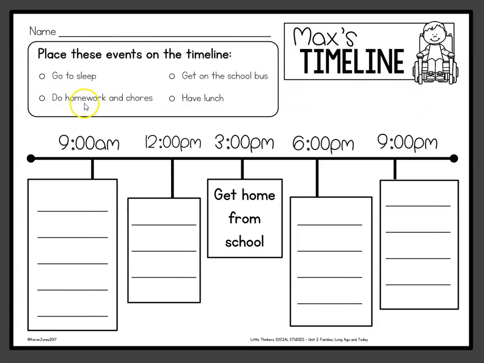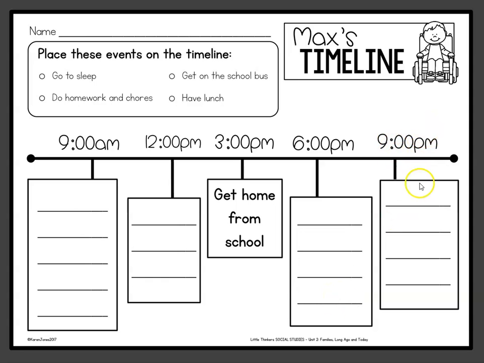This says do homework and chores. So do I do my homework at 9 a.m. in the morning, right before I go to school? Do I do my homework in the middle of the day, maybe at lunchtime, and that's when I can do my chores? Or 3 p.m. I got home from school, right? So 6 p.m. I'm at home. Is that when I do my homework and my chores?